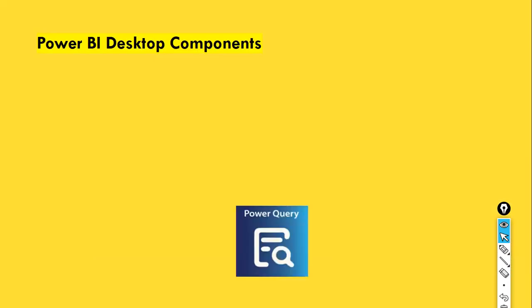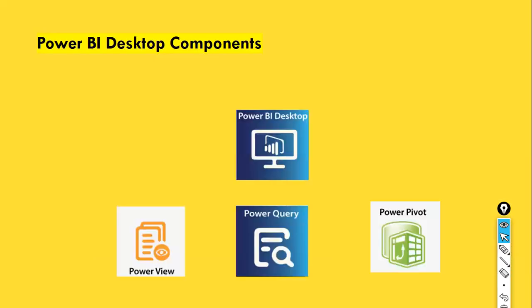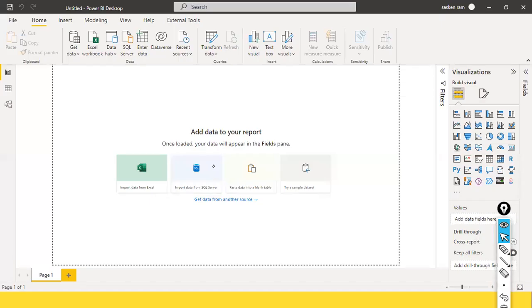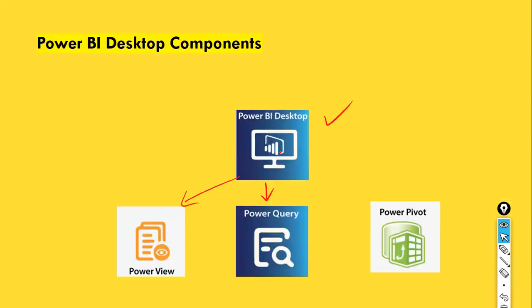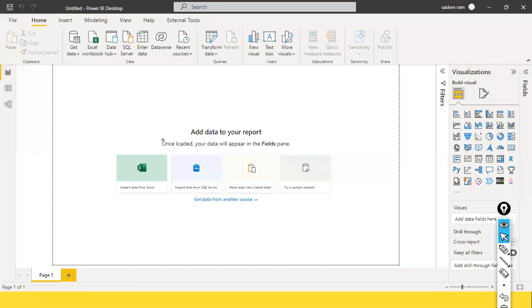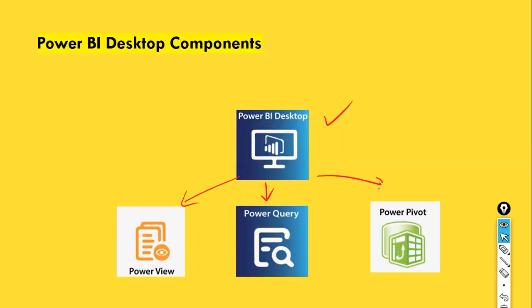In the very first session, we discussed this. In the Power BI Desktop, what you see here has three components in it. One is the Power Query editor. The other one is the report view. What you are seeing by default here, the white color one, is your report canvas. This is also called Power View. And the third component is the Power Pivot. This is where we do the data model design.